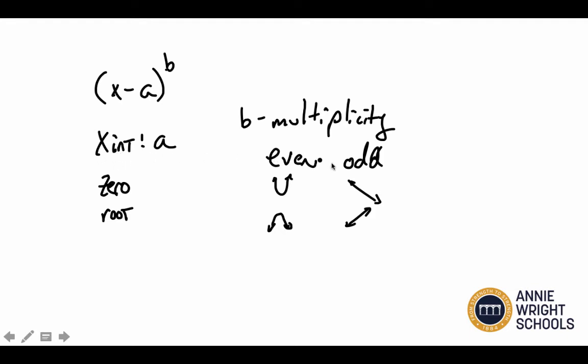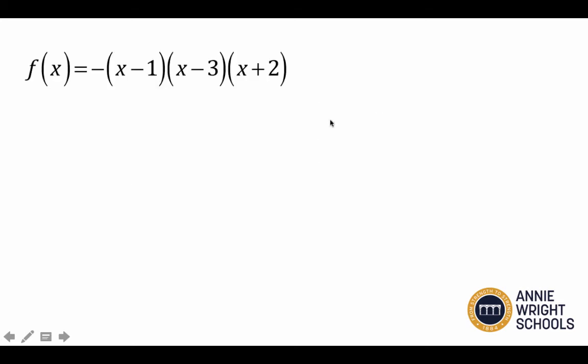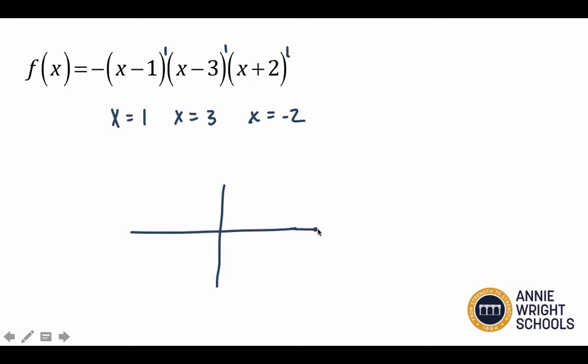called intercept form. And we can make note of their multiplicities. So take a look at this example. It's easy to see here that the multiplicity of each of these zeros is 1. So x equals 1, x equals 3, and x equals negative 2. Good? So I can go ahead and graph those x-intercepts. X equals 1, x equals 3, and x equals negative 2.